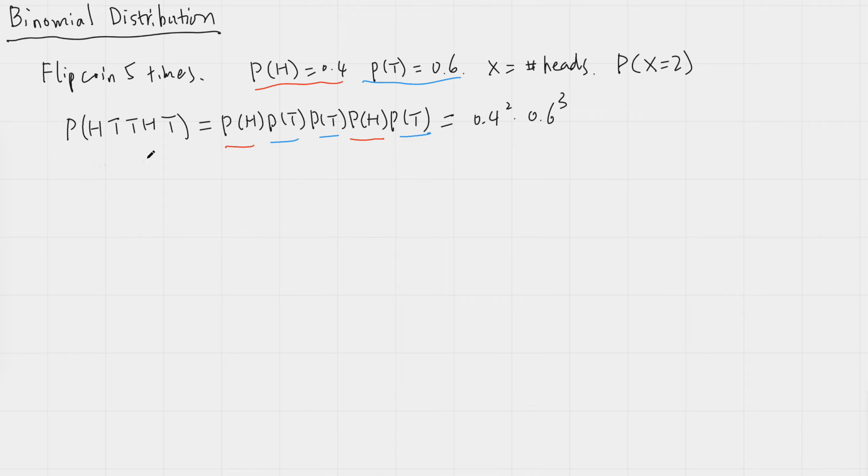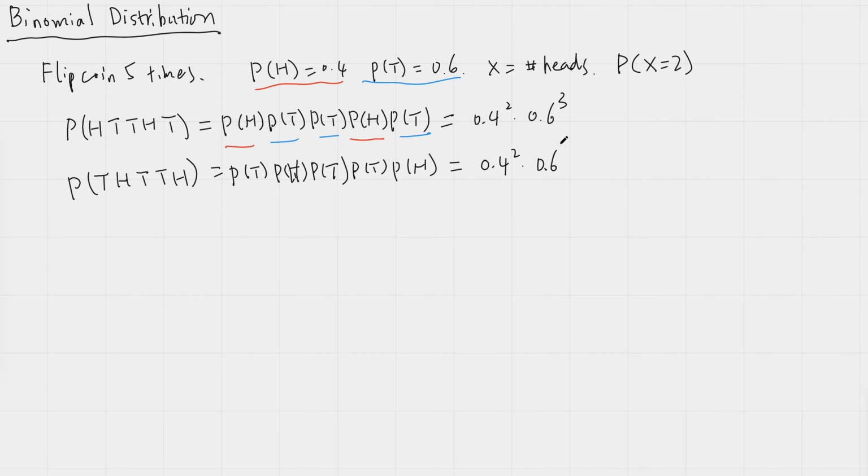Let's look at another sequence. If we observe a different sequence, for example, tail, head, tail, tail, head. Now this sequence also contains 2 heads. What's the probability of observing this particular sequence? This is equal to probability of tail times probability of head times probability of tail times probability of tail times probability of head. Again, this is also equal to 0.4 squared times 0.6 cubed.